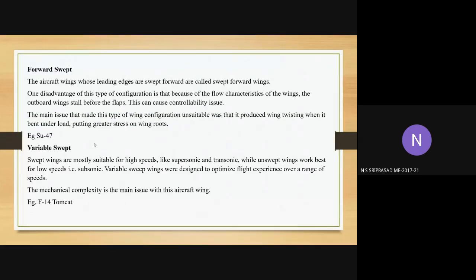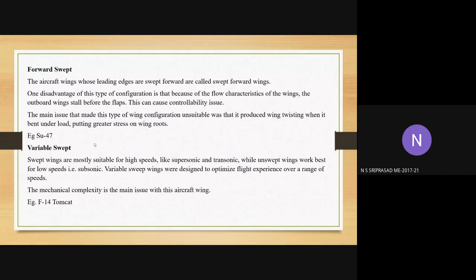Then you have the variable sweep wings. Has anyone seen the movie called Top Gun over here? Okay. Yes. So if anyone is actually interested in the Air Force and everything, Top Gun is the movie, the craziest movie ever. And in Top Gun, the plane that they use is called the F-14 Tomcat. So what happens in that wing is the wings actually change their orientation based on the speeds.